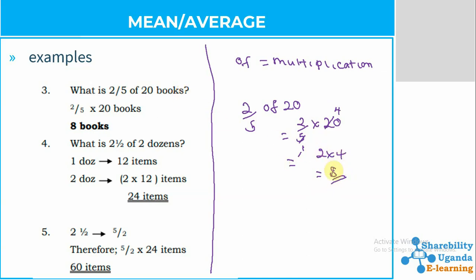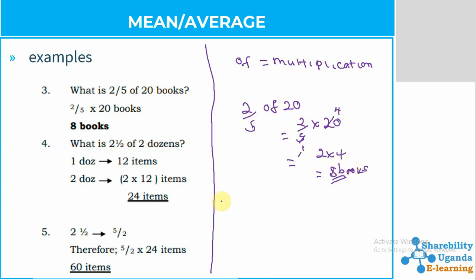Do not forget, if they talked about books, you put books. If they talked about pens, you put pens. So here they talked about books, so we should also put 8 books, such that your answer is not hanging.